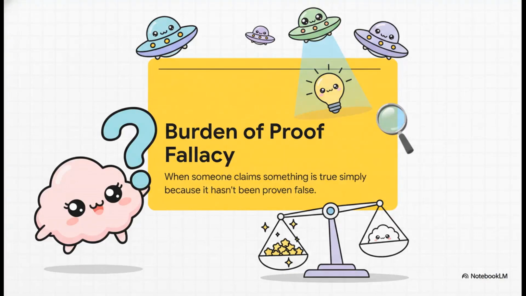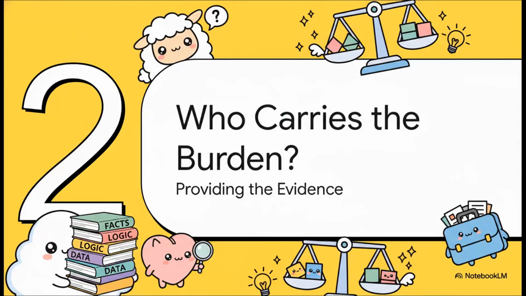Well, the burden of proof fallacy is when someone says their claim must be true just because nobody's proven it's false. See, the burden of proof is just a fancy way of saying it's your job to provide evidence for what you're claiming. This really brings us to the most important question, right? Who's actually responsible for providing the evidence in an argument? Turns out, the answer is way simpler than you might think.